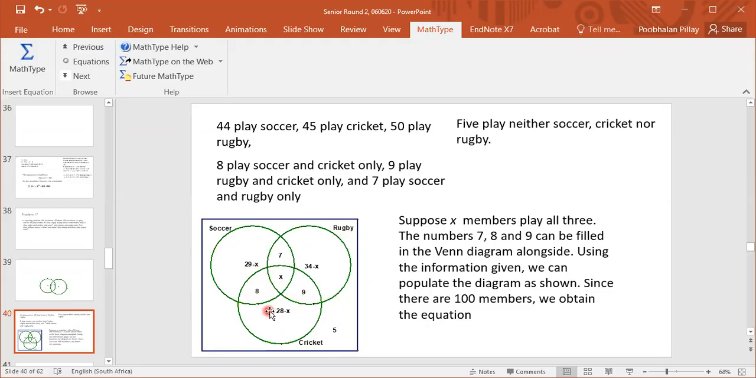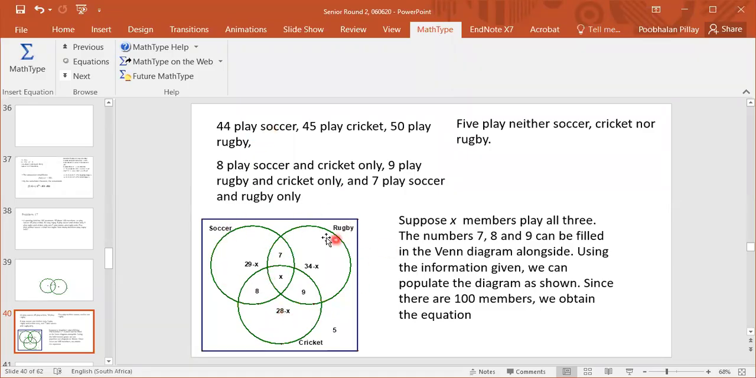So like that now, you can take all the pieces of information which I've got here. 45 play soccer all together, right? 45 play cricket, and 50 play rugby. So we know, when you say all together, it means all the people inside here, they all add up to 45, you see? 45 play soccer.